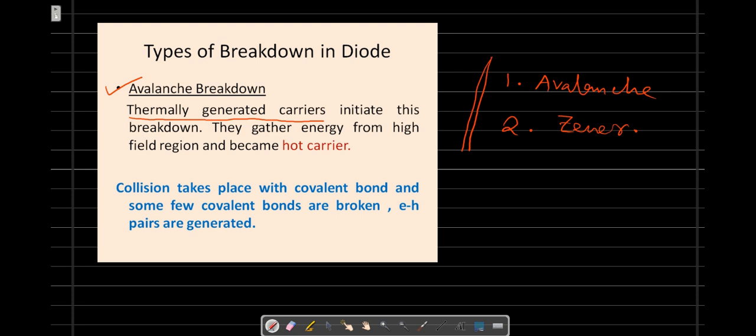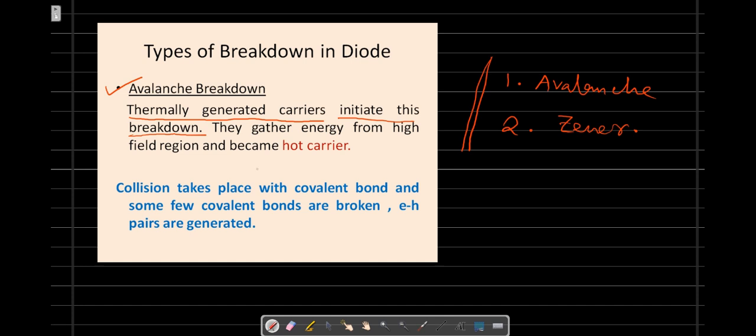Thermally generated carriers initiate this breakdown. That means the avalanche breakdown is initiated by the thermally generated carriers. So what is a thermally generated carrier? The carriers which we are getting due to the temperature effect: some of the covalent bonds are broken and we are getting some carriers. That is basically a thermally generated carrier.